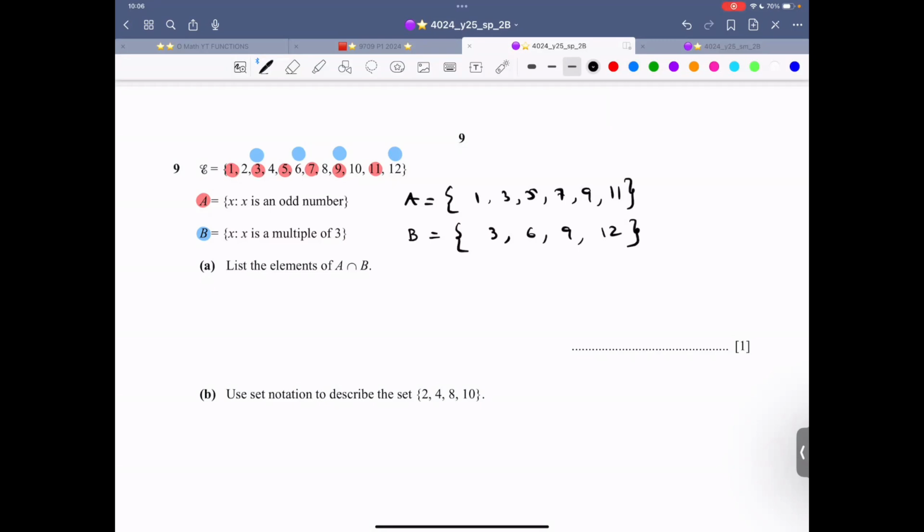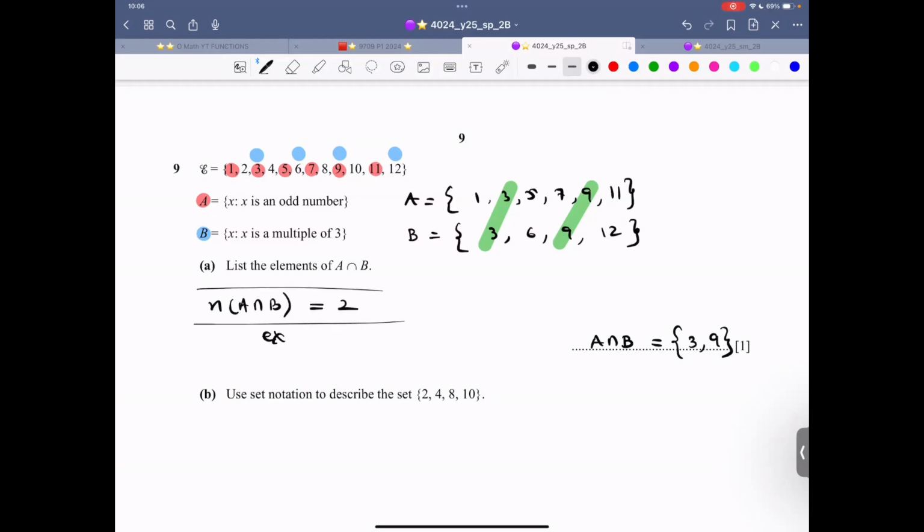List the elements of A intersection B. What is common? 3 is common. 9 is common. I think these are the only 2 that are common. So A intersection B is the set 3 and 9. If they had asked for the number of elements in A intersection B, then we would give the answer as 2. So this is some extra knowledge that I'm providing.